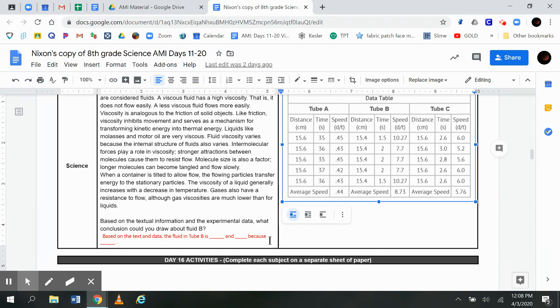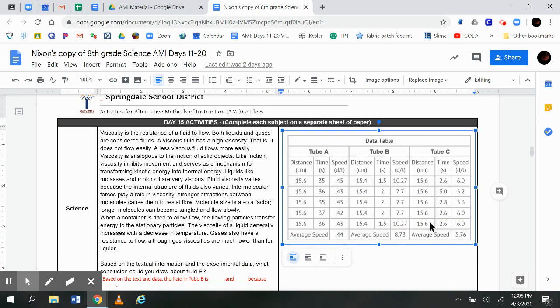The next thing we want to do is look at the chart, because sometimes you can answer without reading the passage at all. You can look at these charts and graphs and answer the question. So let's take a quick look over here at the chart.